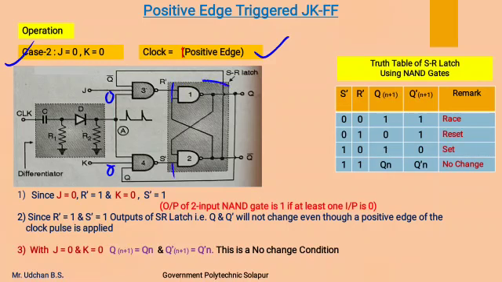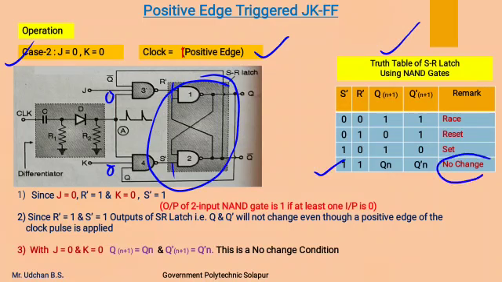Now this is the SR latch to which both inputs, R dash and S dash, are 1. If you observe the truth table again, for 1 1 the output is not going to change. Therefore for J K equal to 0, the outputs of the JK flip-flop are not going to change, meaning for J K equal to 0 the output is in the no change condition.